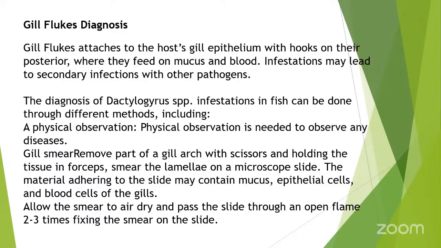The next method is gill smear. In this, remove part of a gill arc with scissors and, holding the tissue in forceps, smear the lamella on a microscope slide. The material adhering to the slide may contain mucus, epithelial cells, and blood cells of the gills. Allow the smear to air dry and pass the slide through an open flame 2 to 3 times, fixing the smear on the slide.